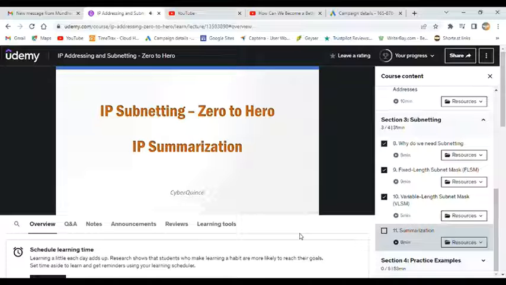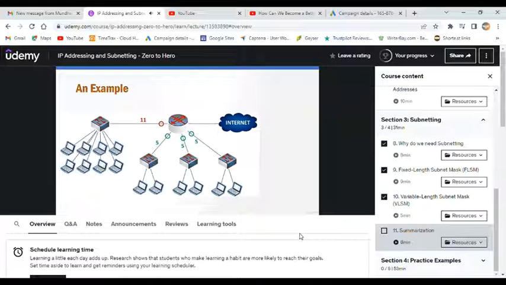One last topic we need to discuss is summarization. I'm going to explain summarization through an example, and we'll use a network we used in our previous lessons. Let's say that our router, the only one that we have in our network, instead of being connected to the internet, is connected to another router, and then that router is connected to the internet.